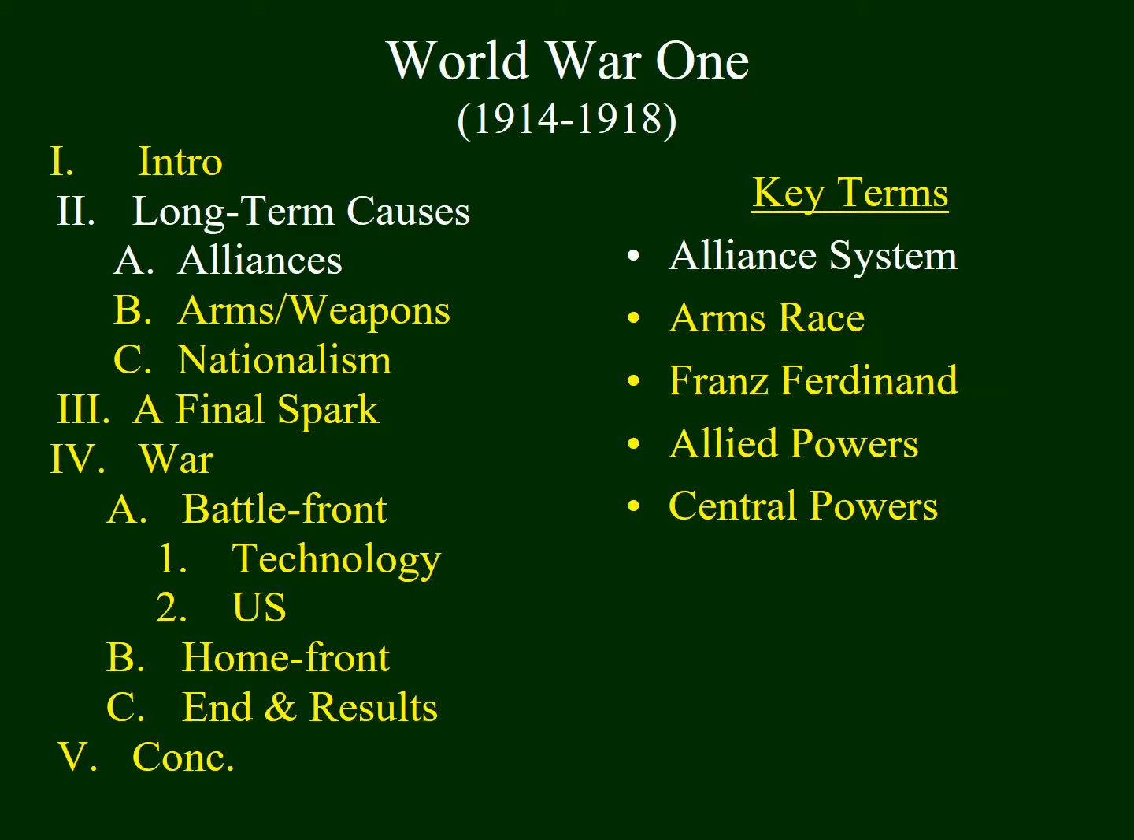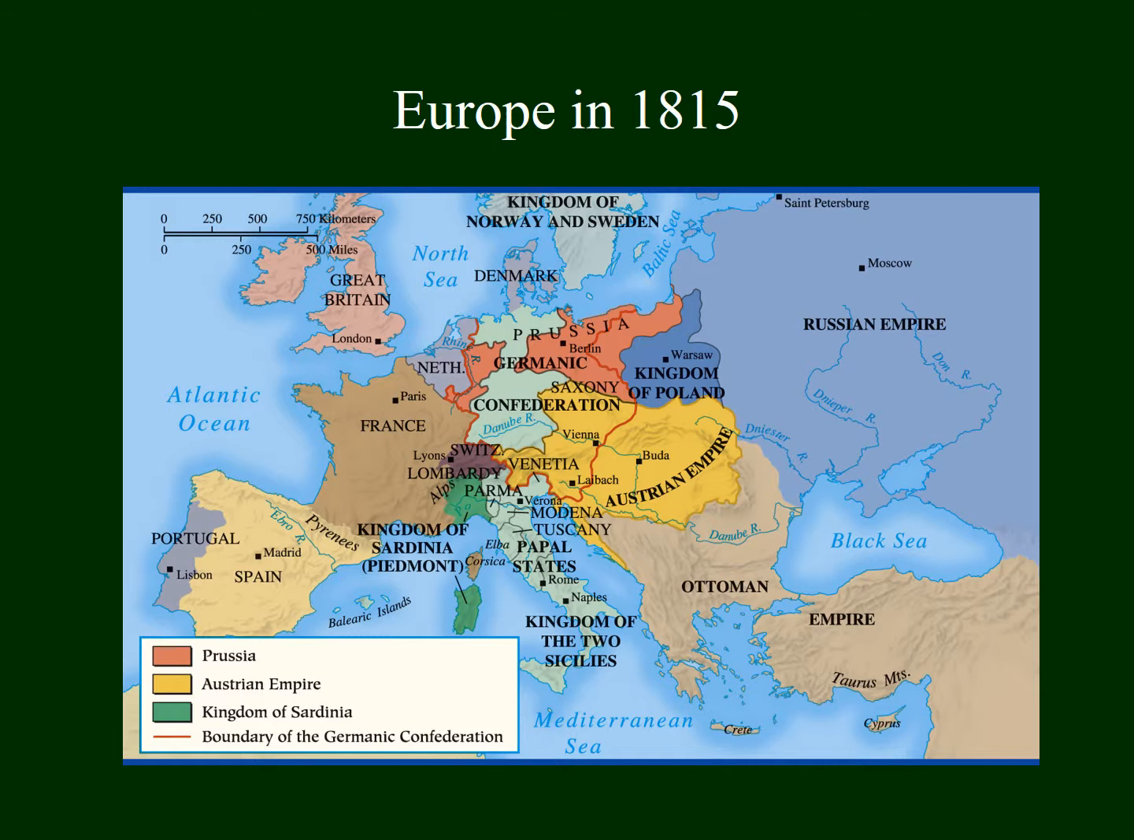One of the long-term factors that led to the war was the development of an alliance system. Once again, here's a map that was shown several times in the last presentation. It shows Europe in 1815. Notice that there was no country of Germany and there was no country of Italy. These were separated into different kingdoms.